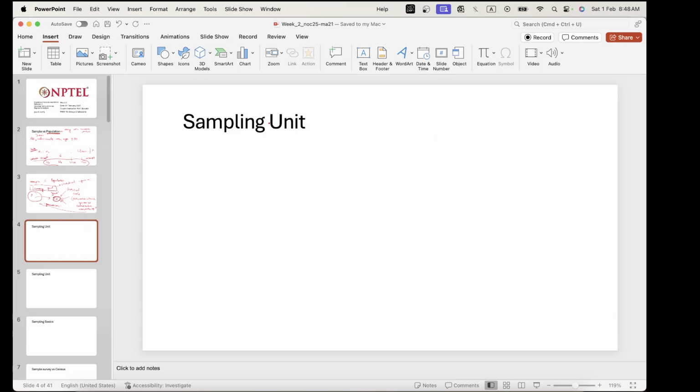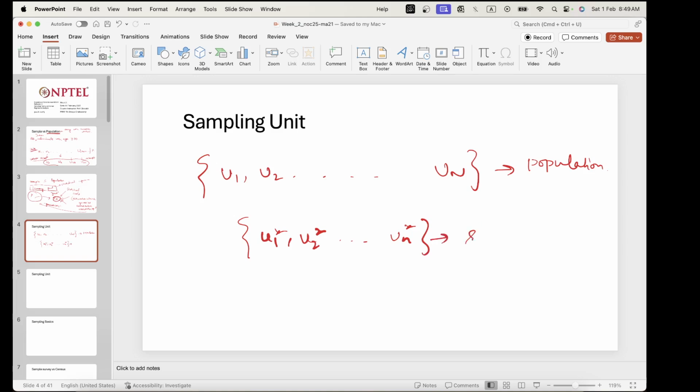So now I am coming to sample units. So let's say if I have U1, U2, UN, this is actually my population. Then small u1 star, small u2 star, small un star, this is actually my sample, and these are actually the sampling units.